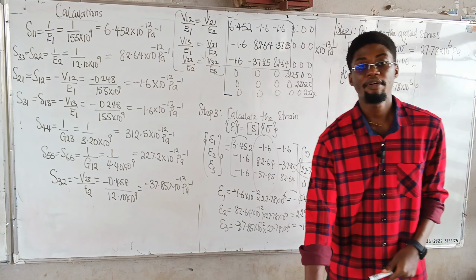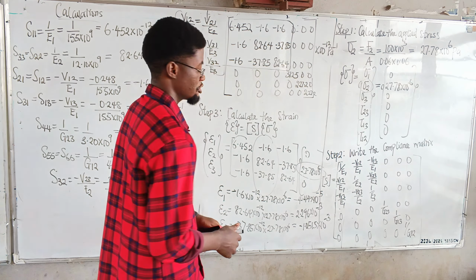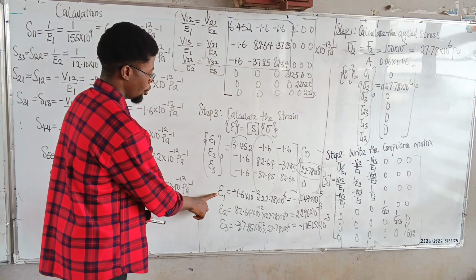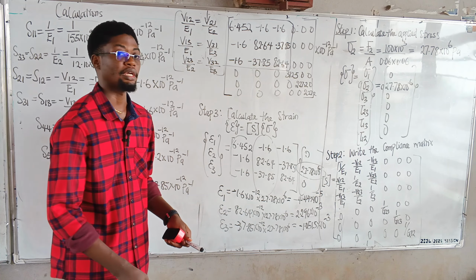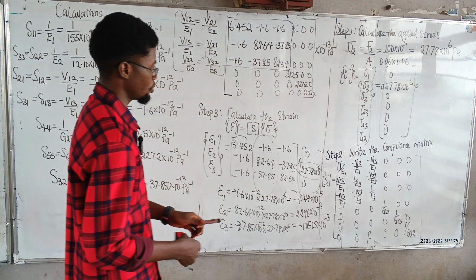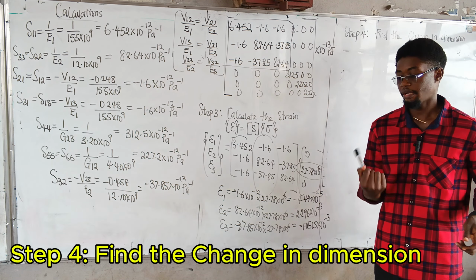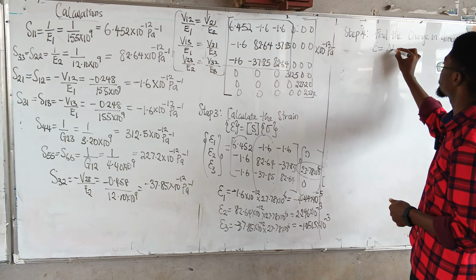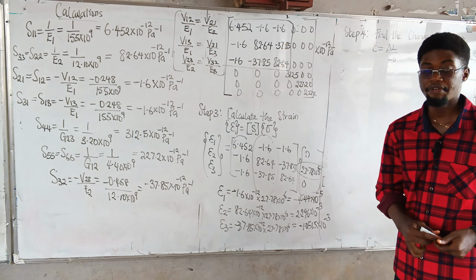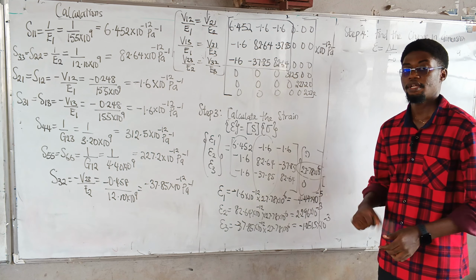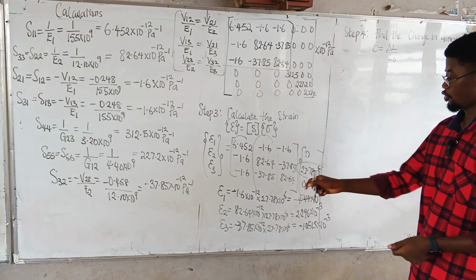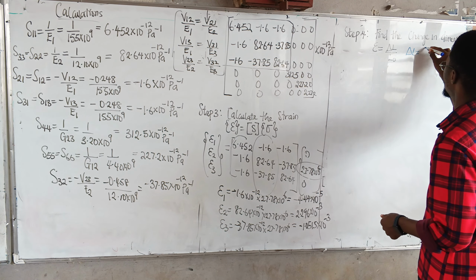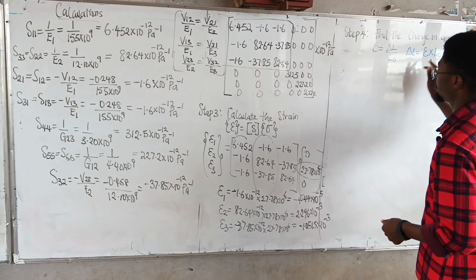Now, this is not our final answer. Remember that the question asks us to find the change in length in the dimension. So we have to find the change in L1, change in L2, change in L3. That's actually the last thing that we need to do. So remember, strain is what? Change in length over original length. So for me to get my change in dimension, it is the strain times the original length.